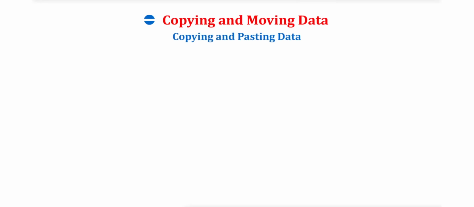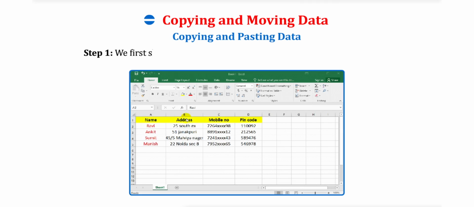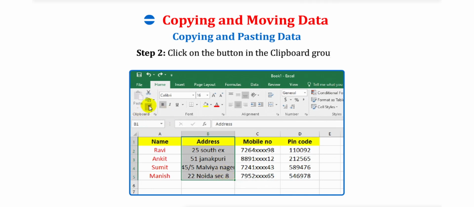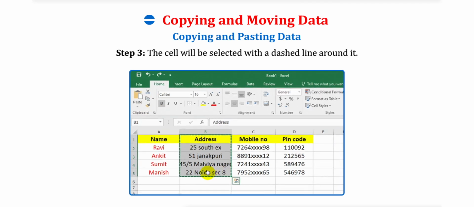Copying and pasting data. Step 1. We first should select the cell or a range of cells that we want to copy. For example, B1, B5. Step 2. Click on the button in the clipboard group. Step 3. The cell will be selected with a dashed line around it.